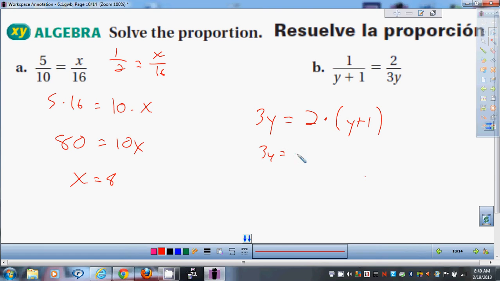Now how do I solve this? Subtract 2y, and you get y equals 2. And you've solved the proportion. Do not forget to distribute in these proportions.